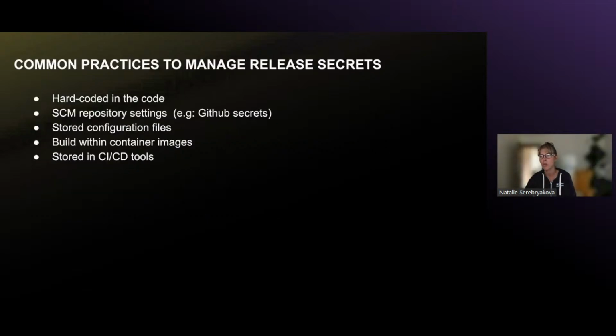So when my team started looking into release management and our secret management, we decided to research what kind of common practices are present in the field these days. And the practices we saw were that some of the secrets are coded in the code, some of them are part of the source code management, for example, GitHub secrets, GitLab secrets. Some secrets could be stored in configuration files, built in container images, or stored in CI/CD tooling.